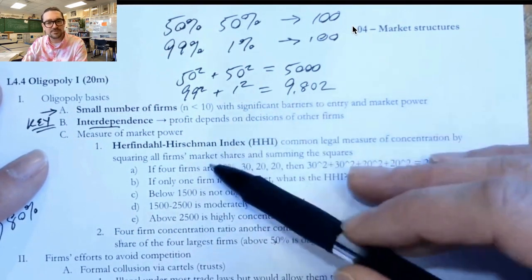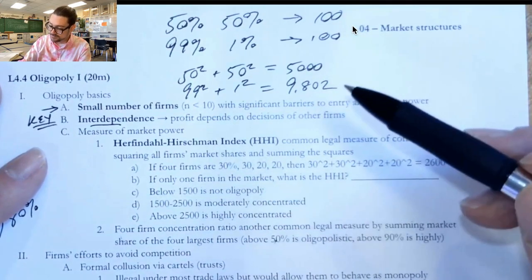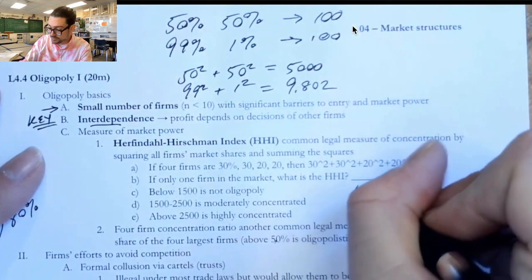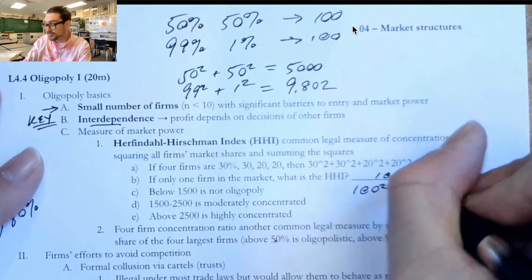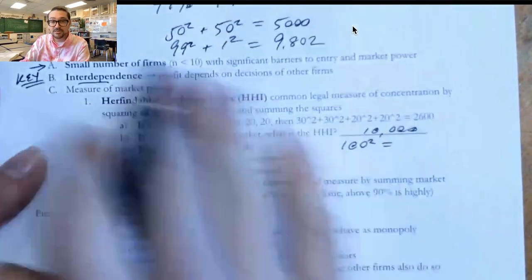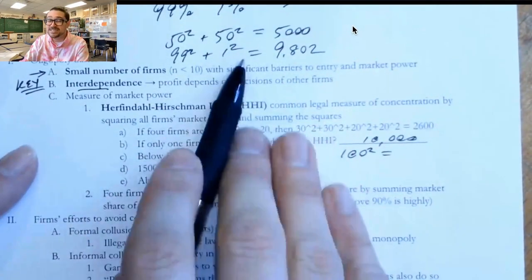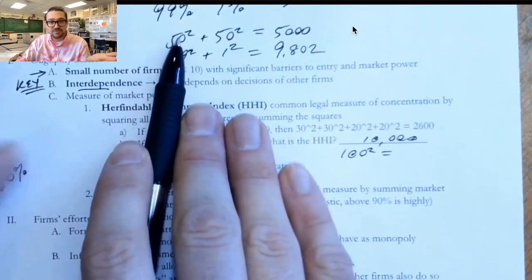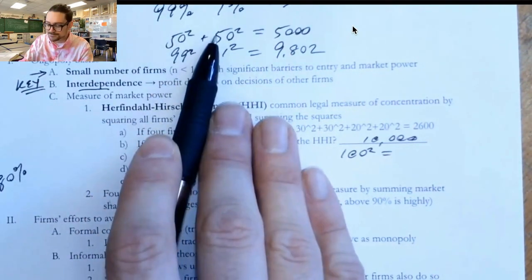If there's only one firm in the market, what would that be? Well, 100 squared equals 10,000. So that's a monopoly. That's not what we have up here, but it's very close. And you can see that that's way different from a market with two firms at 50% each.